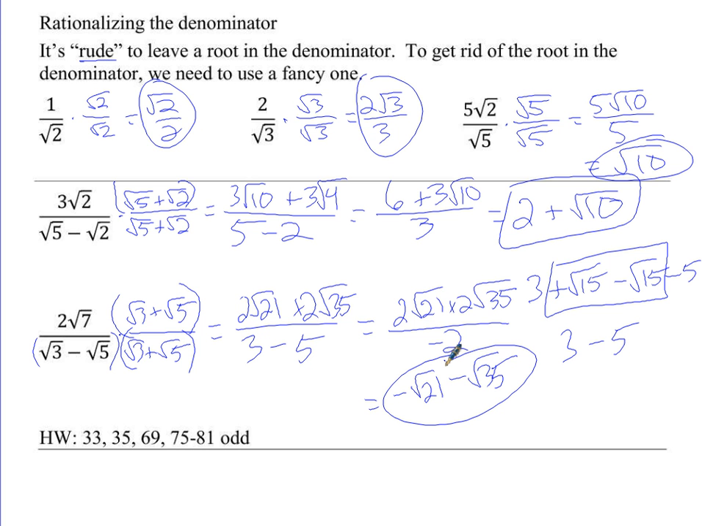That's how you do problems that look like this. Either they're going to look like this, and it's just a fancy one like we normally work with, or it's going to look like this, and that just means multiply by the conjugate for your fancy one. So that's it for this section.